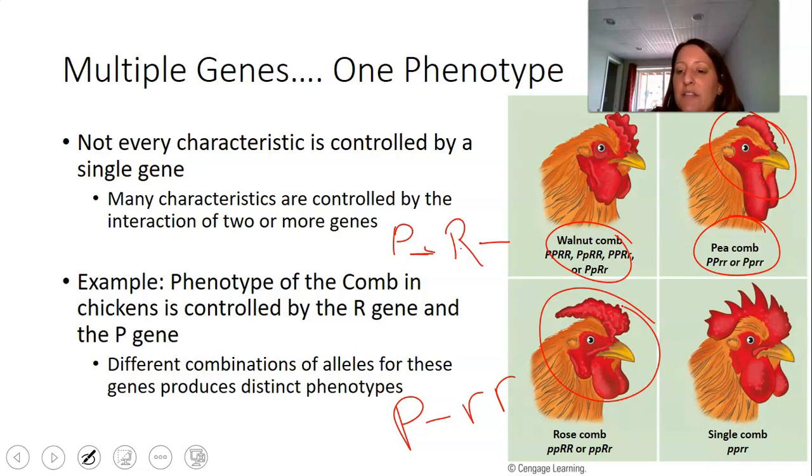And the last phenotype here, which is probably my favorite, is called the single comb. Looks kind of like a mohawk. That's going to be the homozygous recessive genotype. Okay, so again, we have two genes here that are contributing to one phenotype.